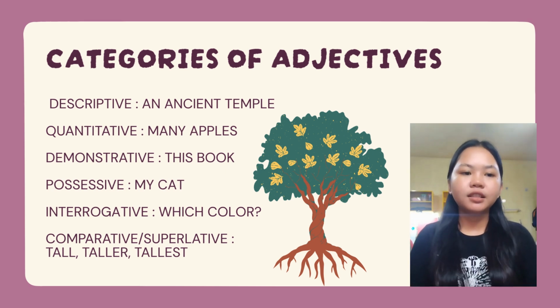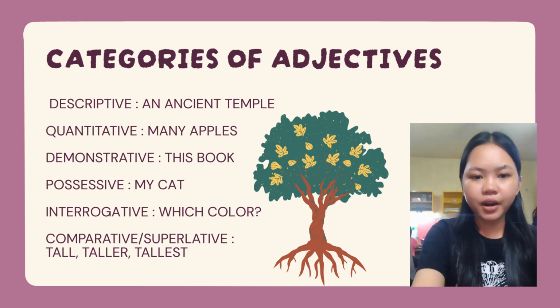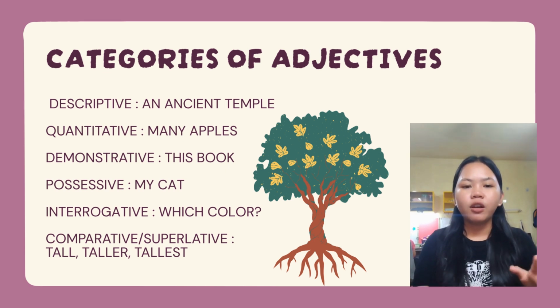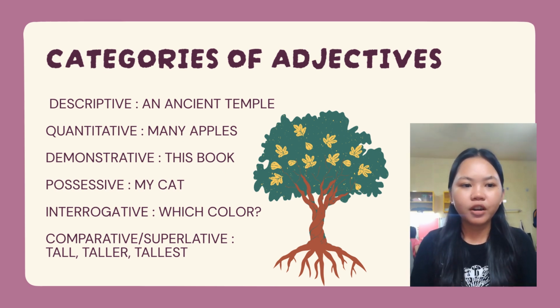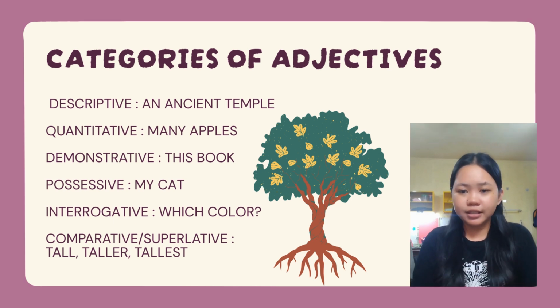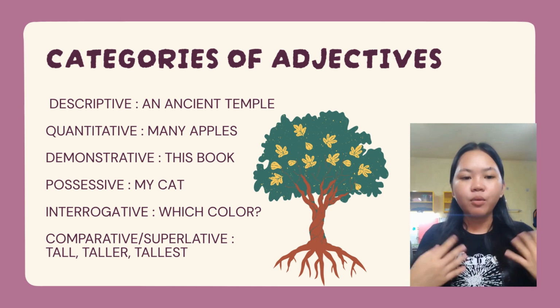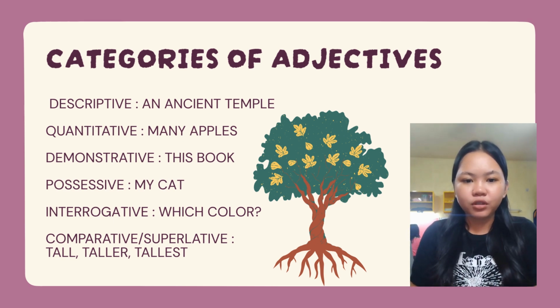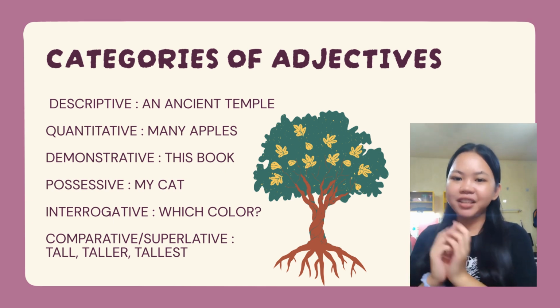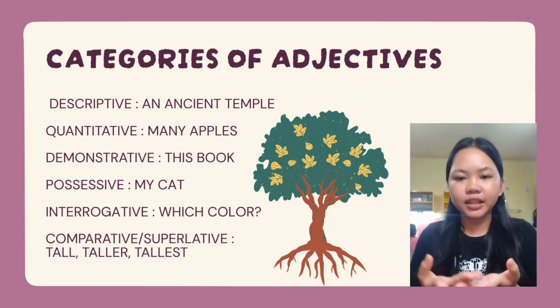And the last one is the comparative and superlative adjective. This expresses degrees of comparison. For example, tall is positive, taller is the comparative, and tallest is the superlative. Each category helps us express more precise and meaningful thoughts. Together, they allow us to specify, clarify, and describe in detail.